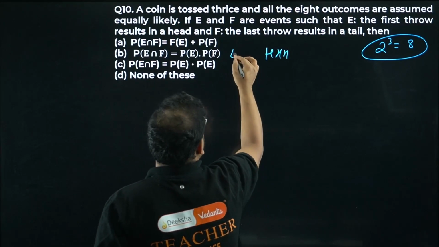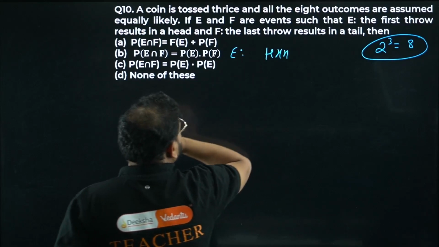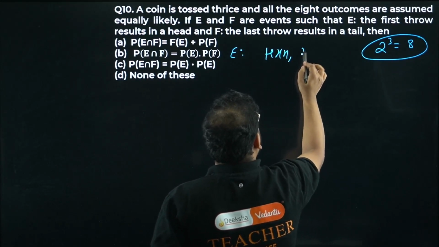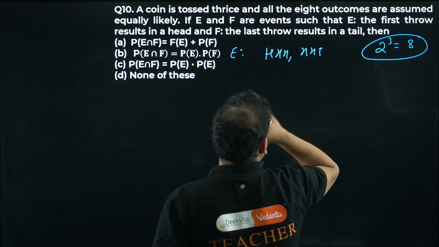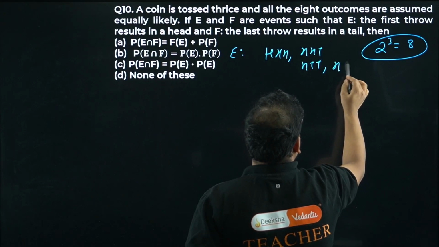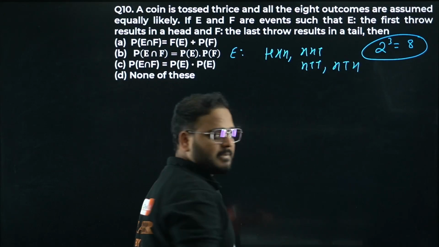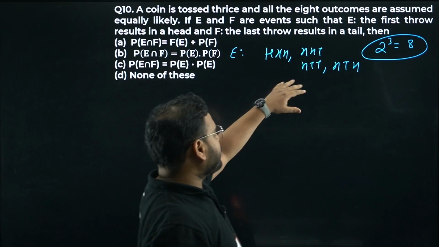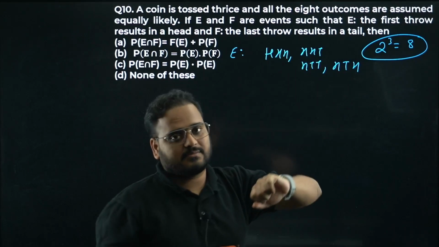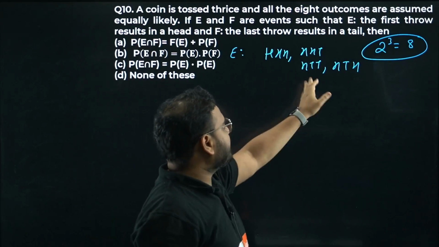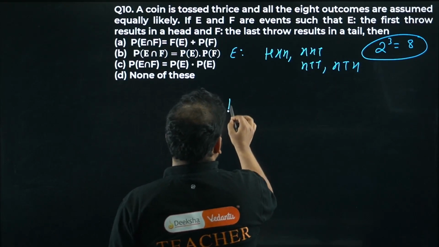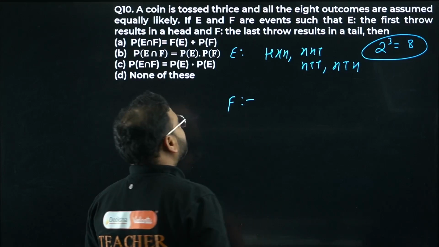So let's write for the event E. Event E says the first throw results in head. So we will have HHH, also HHT, also HTT, and HTH also. Correct? Only in these 4 cases we have the first outcome as heads. Otherwise, the first will come as tails. Please check. Looking for the event F now.